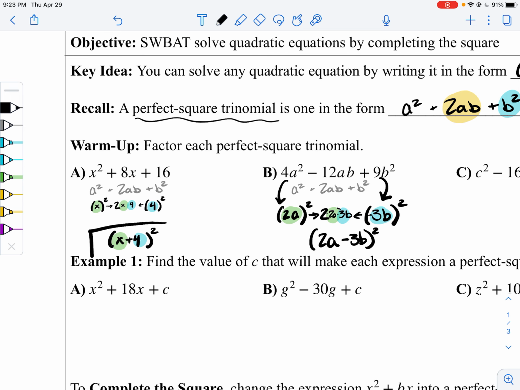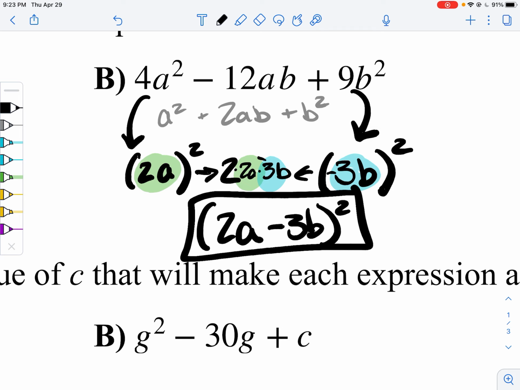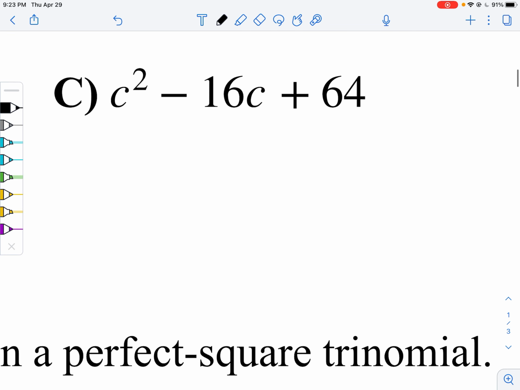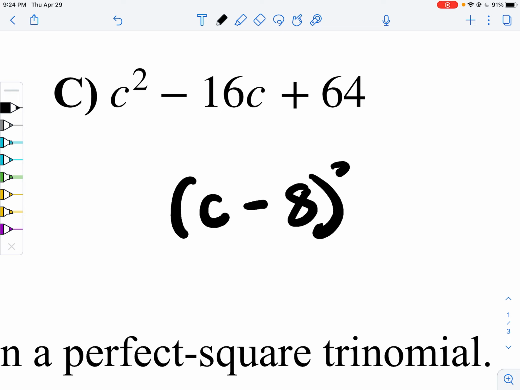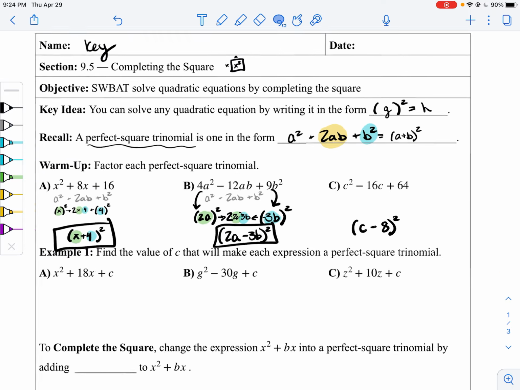And we put our answers in boxes. Okay, there we go. So for this last one, take a look at it and pause this video. What do you think this is going to be? All right, this is equal to (c minus 8) squared. Now I'm going to show you a faster way. I'm going to work backwards and show you how I got there.